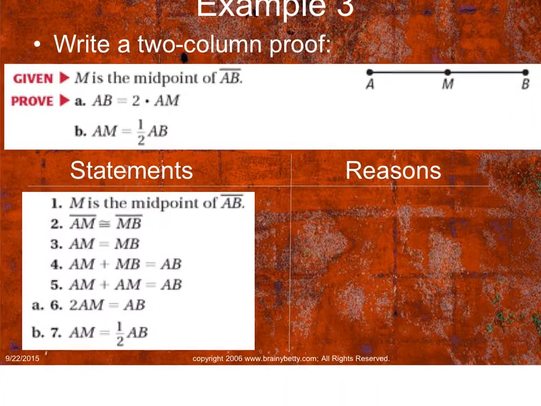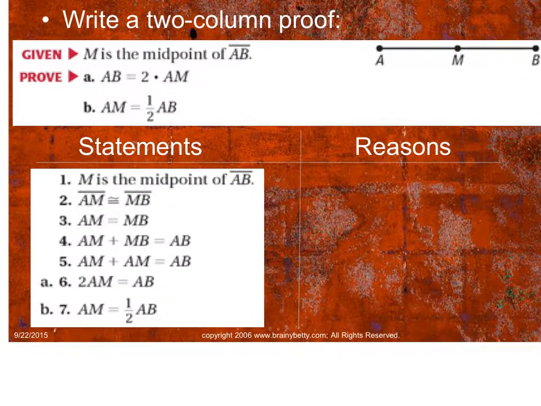Okay, this is what I think is one of the hardest ones. So here's what we've got. Given that M is the midpoint of line segment AB, we need to prove two things: that AB is equal to 2 times AM and AM is equal to 1/2 AB. Don't stress at all. I can look at these and figure out every single line; I don't have to go in sequential order. What is the reason that M is the midpoint of AB? It's given. That's your freebie points.